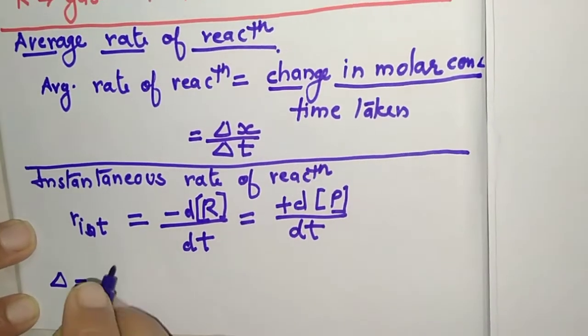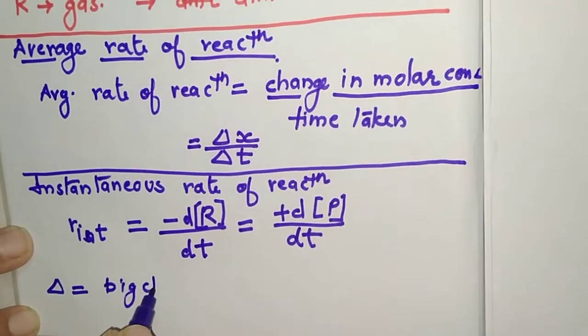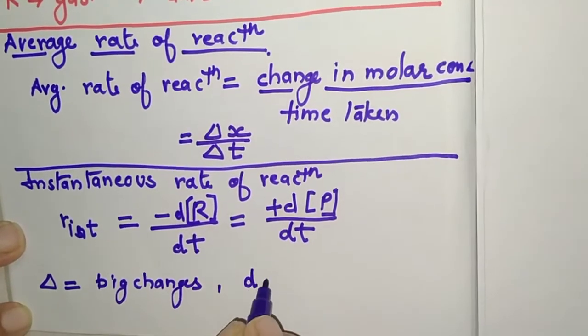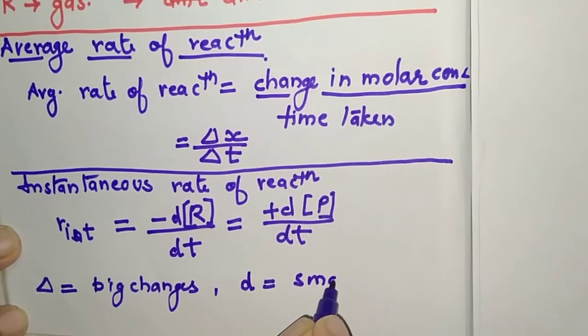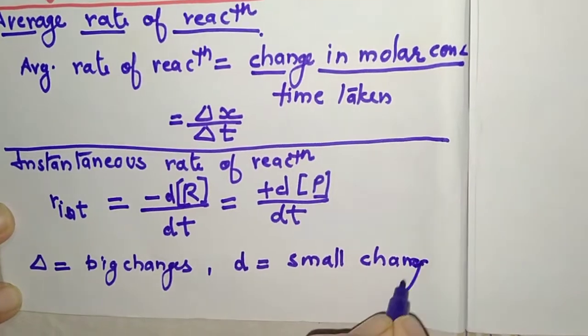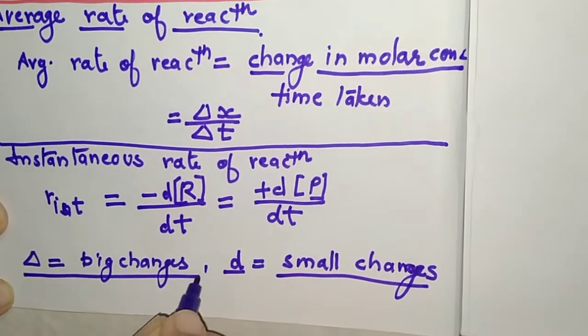This delta is for big changes, whereas this small d is for small changes. This we should keep in mind. Big changes.